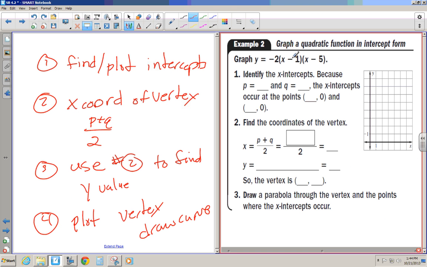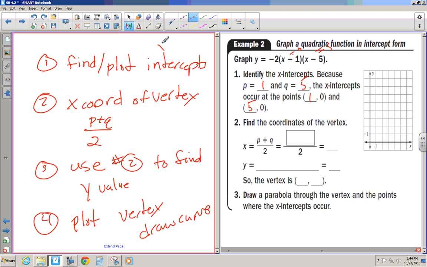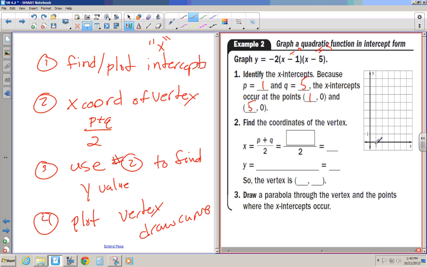All right, so looking here, we know P. What makes this equal to 0? Should be 1, 5. So my x-intercepts, and I better put that up there, x-intercepts are at 1, 5.